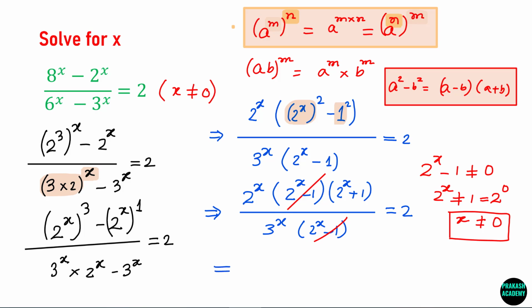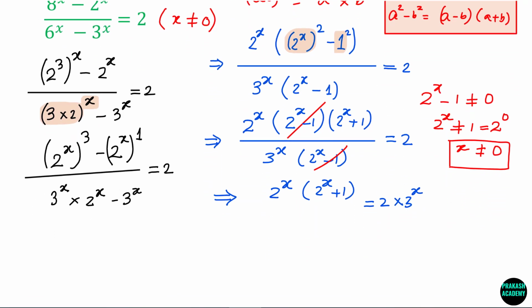So after the cancellation, what is left? We have 2 raised to the power x, 2 raised to the power x plus 1, and this divided by 3 raised to the power x is equal to 2. So let us take this 3 raised to the power x to this side. So this will be 2 into 3 raised to the power x. Now you can further take 2 to this side, so this will be 2 raised to the power x divided by 2, and this is 2 raised to the power x plus 1, and this is equal to 3 raised to the power x.